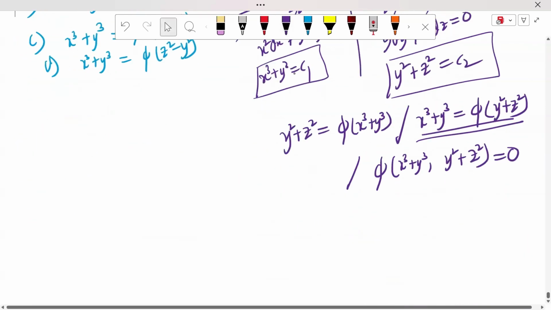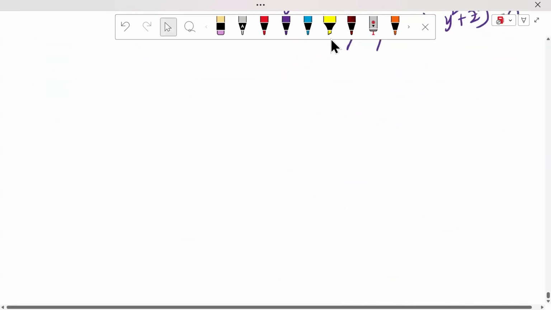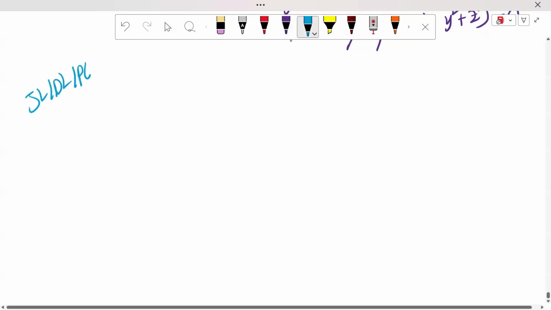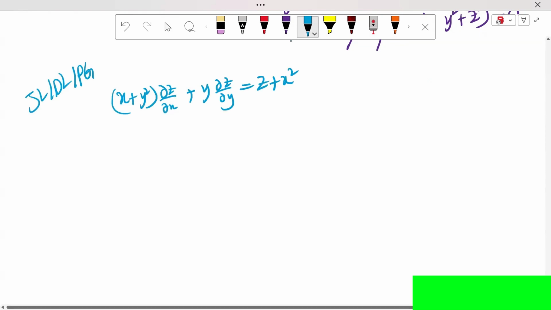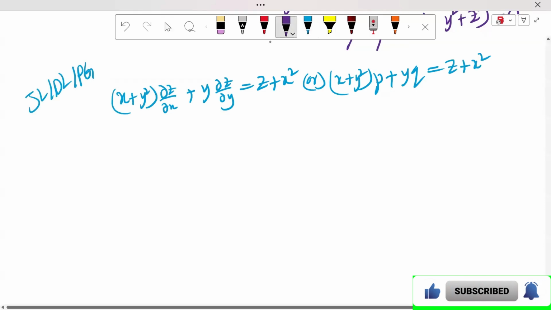So, another question from the previous examination. What is the question? JL DL PG entrance examination question: x plus y square into dou z by dou x plus y into dou z by dou y is equal to z plus x square, or x plus y square into small p plus y into small q is equal to z plus x square. Given options.